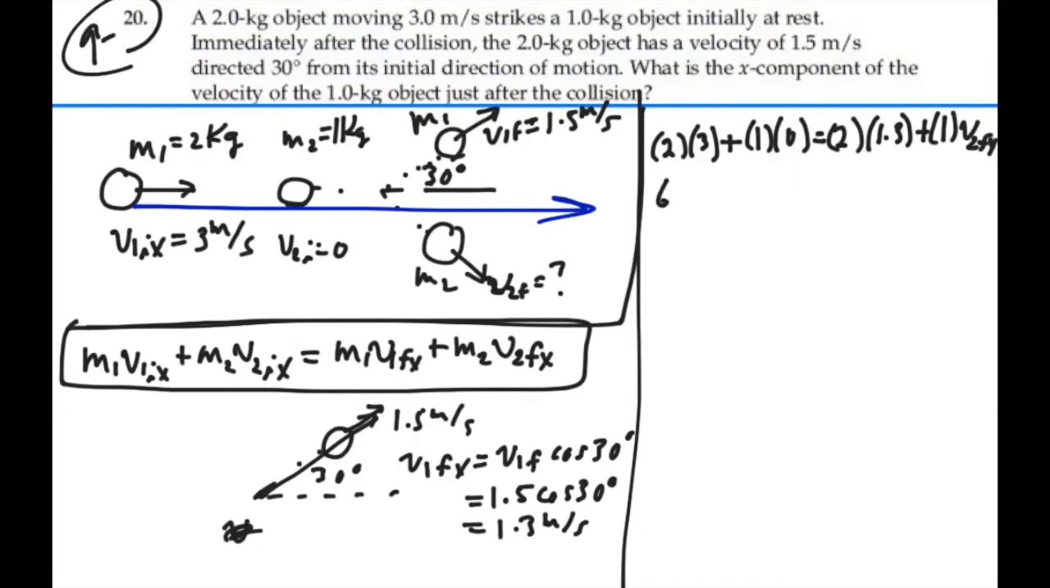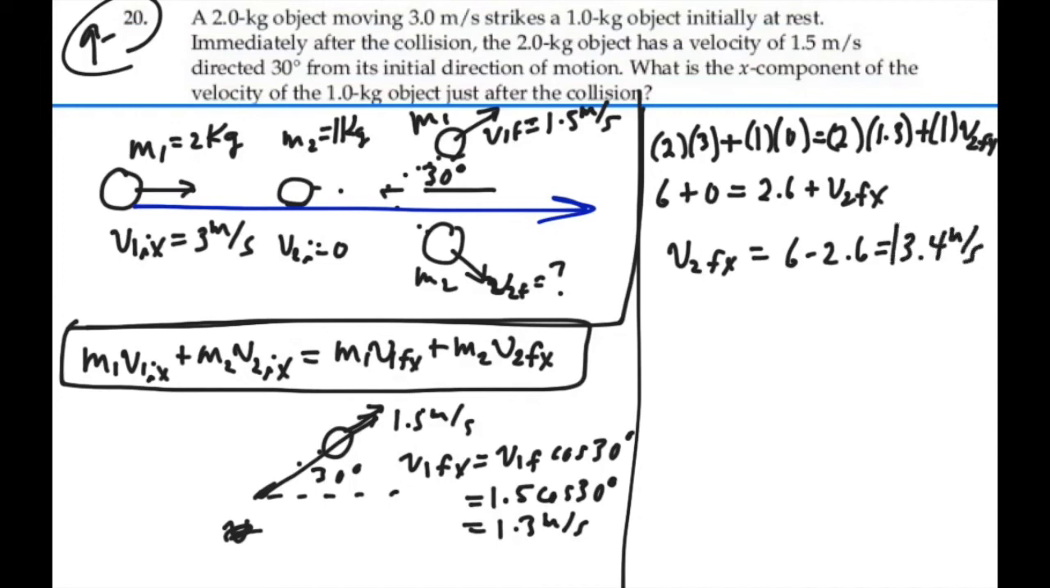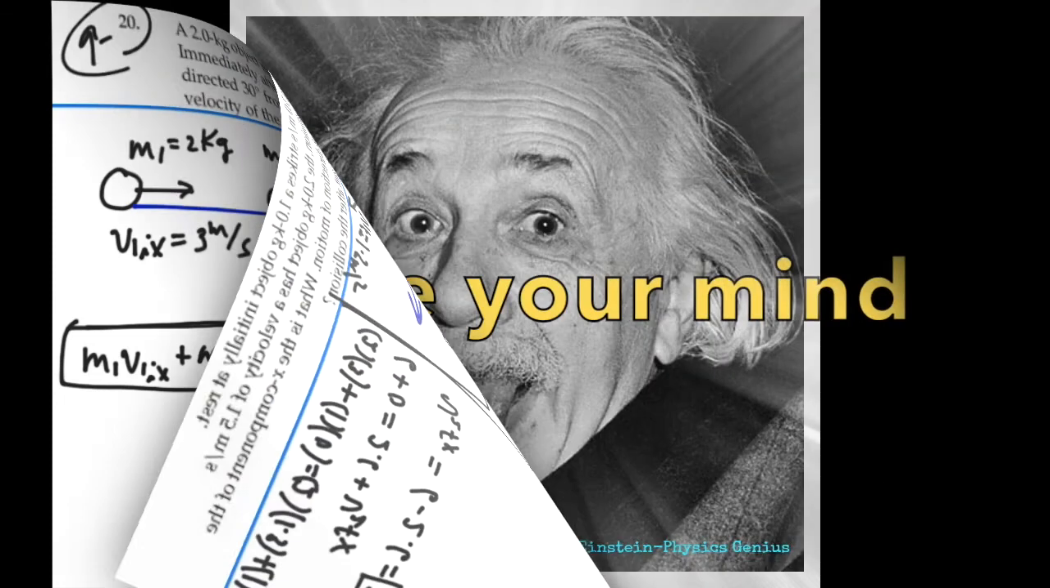So we have 6 plus 0 is equal to 2.6 plus V2 final in the x direction. So V2 final in the x direction is equal to 6 minus 2.6, or 3.4 meters per second. So that is the final velocity of mass 2 in the x direction only.